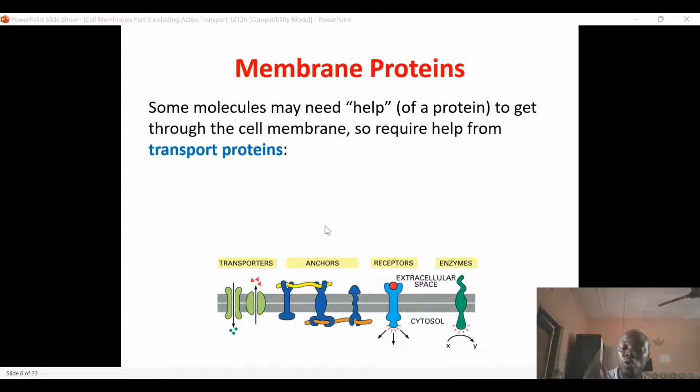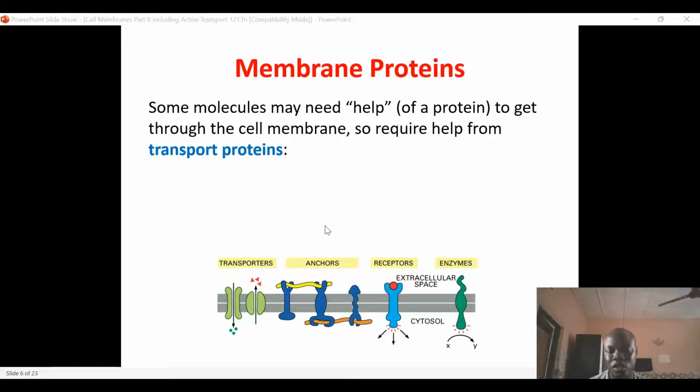Sometimes you also need this enzyme so that at least it will help you to degrade or to send a message inside the cell that there are these molecules that want to get into the cells. And then from there, the message will be amplified. And then the cell will now open a gate for the molecules to get into the cell.